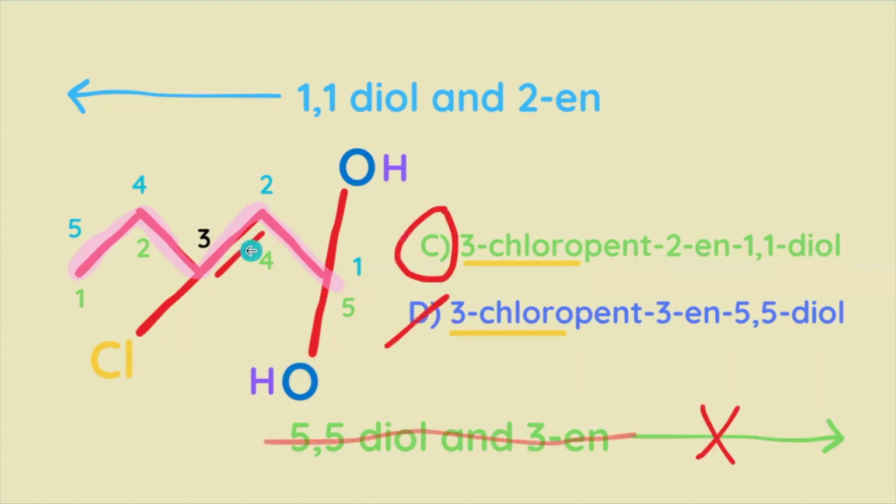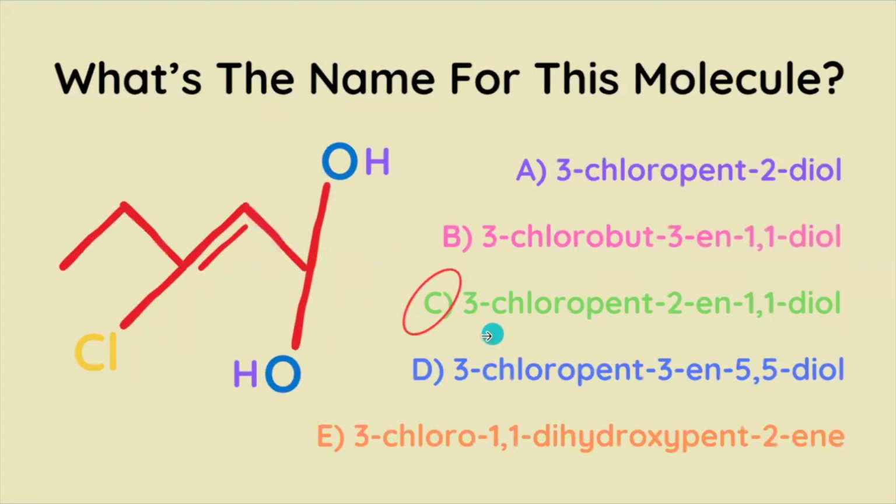But since our goal is to minimize the numbers of our functional groups, C is going to be the right answer because a 2, a 1, and a 1 overall adds to 4, which is less than 3 plus 5 plus 5, which would be 13. Therefore, C is our answer, 3-chloropent-2-ene-1,1-diol.